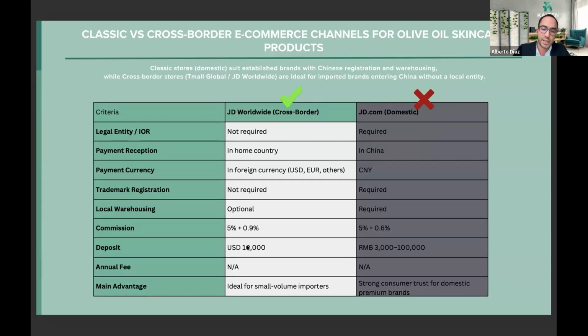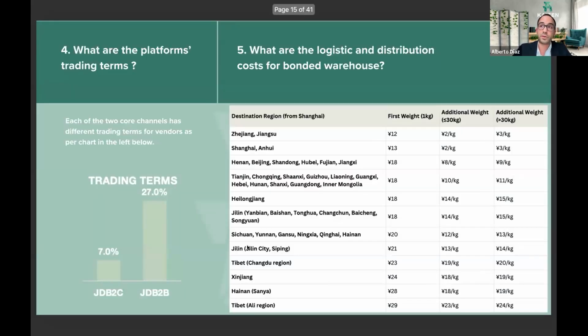We have never seen a case where this is not refunded upon request of closure of the store by the client. So pretty straightforward in terms of bureaucracy and costs. Now, again, this is the typical trading terms.